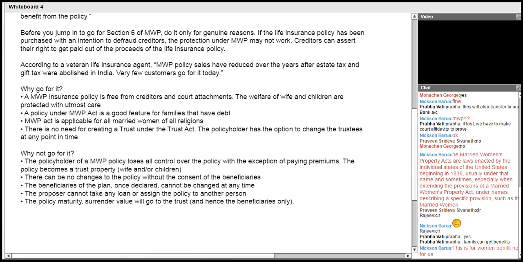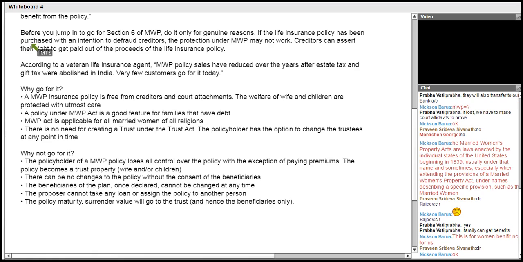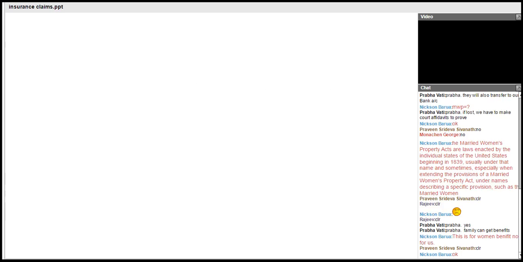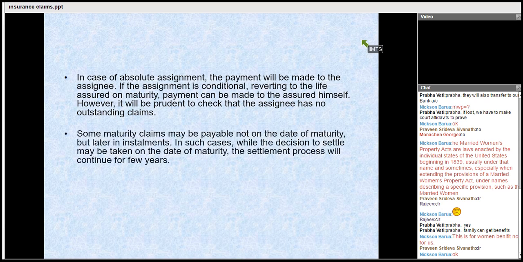Now, the Married Women's Property Act, what does that say? Does anyone know about that act? In that case, only your trustees can take advantage of it. In case of absolute assignment, the payment will be made to the assignee. If the assignment is conditional, reverting to the life assured on maturity, payment can be made to the assured himself.